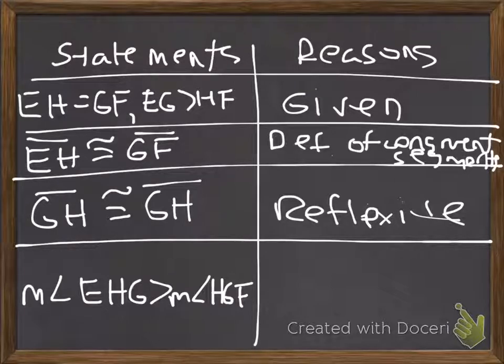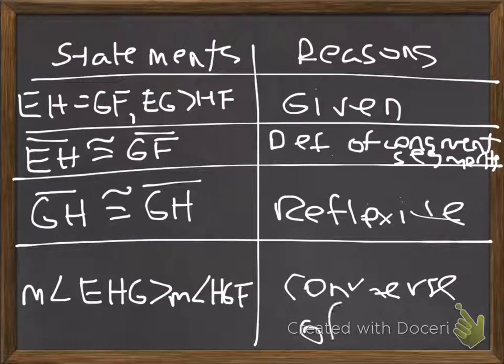So with that, why is EHG congruent to HGF? Well, it has to do with either the hinge theorem or the converse of the hinge theorem. In this case, since we're comparing angles, we're going to say that it's the converse of the hinge theorem. So make sure you know the hinge theorem and the converse of the hinge theorem for the test. And that concludes the Chapter 5 test review.